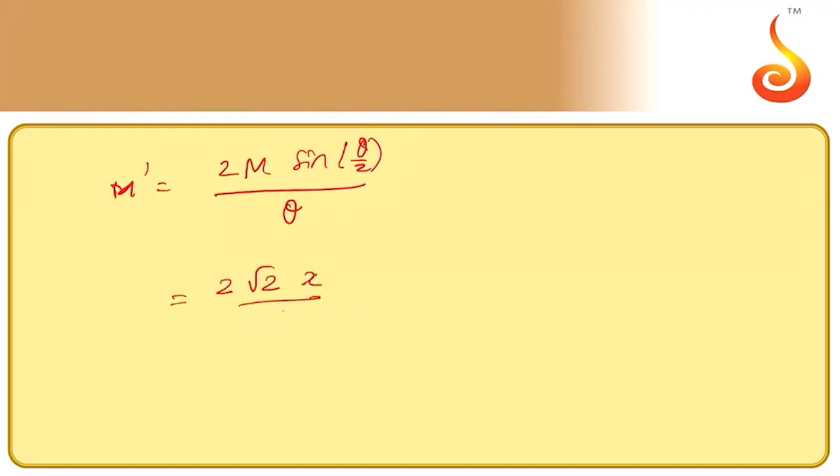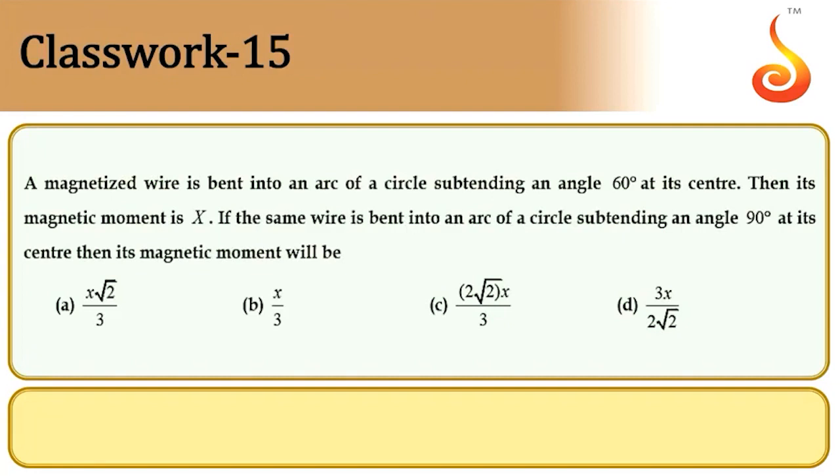The magnetic moment is given by 2m into sine theta by 2 divided by theta. So if I substitute that, I get 2 root 2 x divided by 3. So the new magnetic moment turns out to be 2 root 2 x divided by 3.